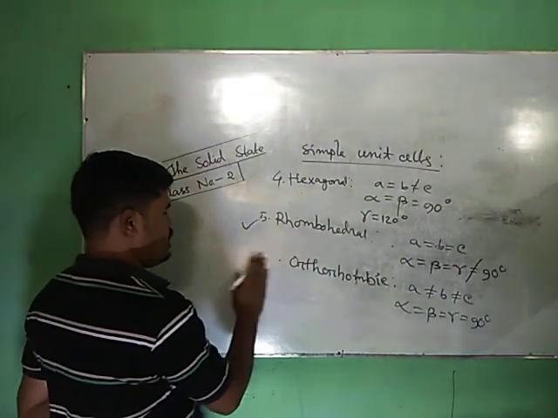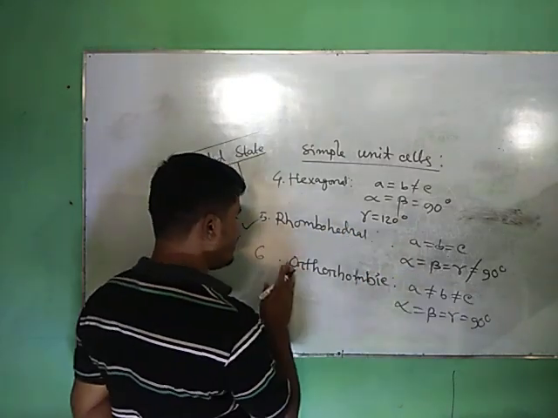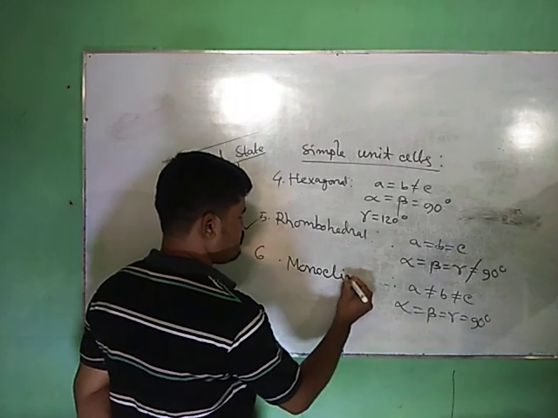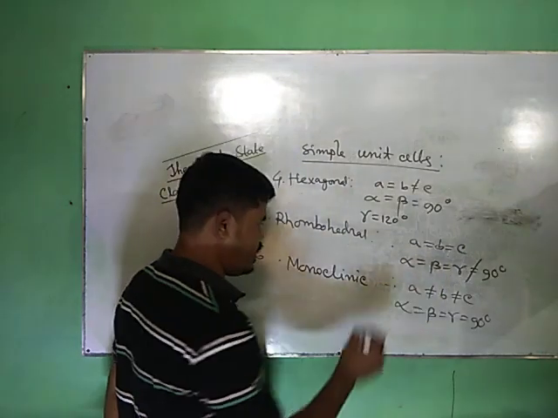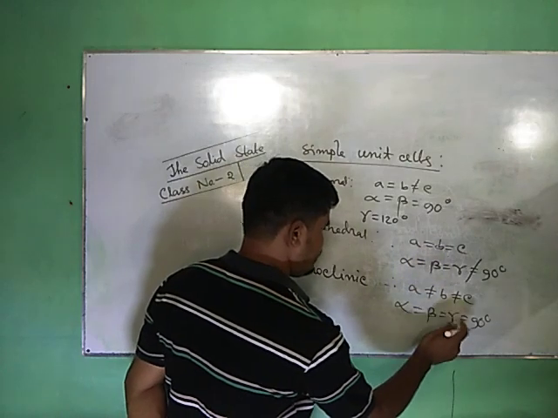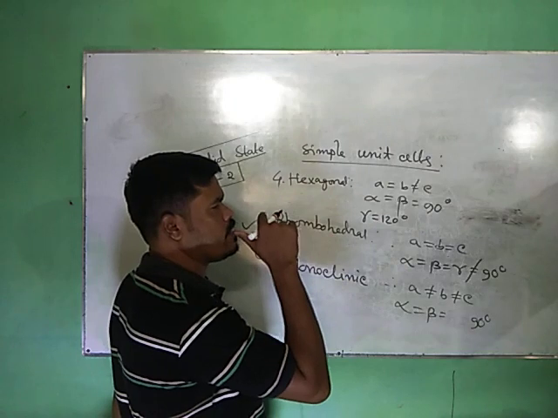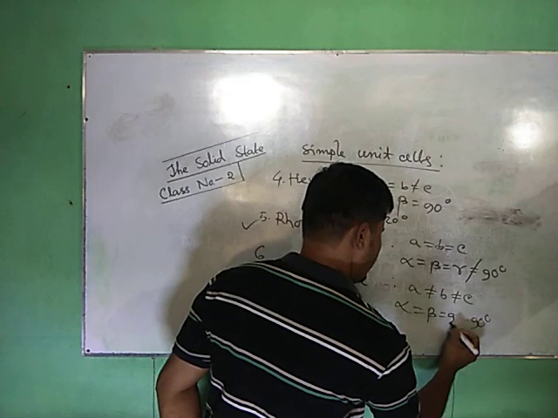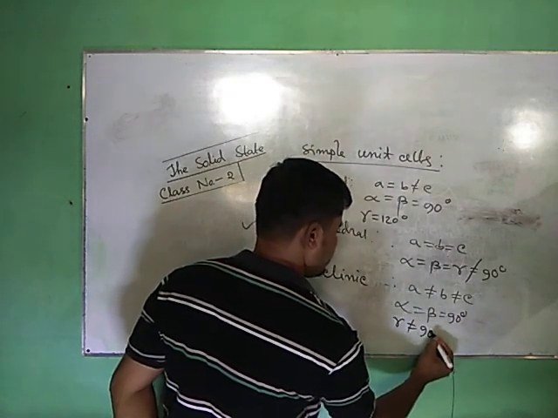Number 6, monoclinic. In monoclinic, a is not equal to b, not equal to c. Alpha = beta = 90 degrees, but gamma is not equal to 90 degrees.